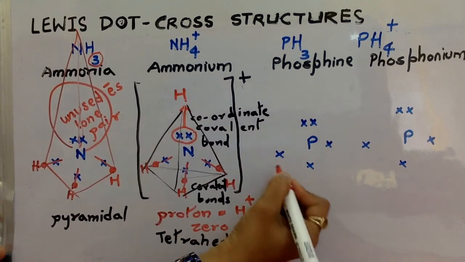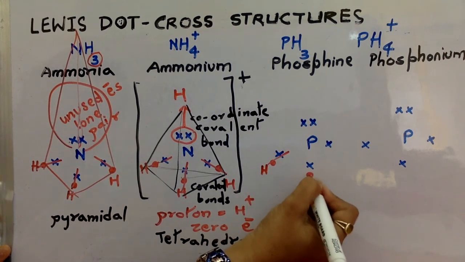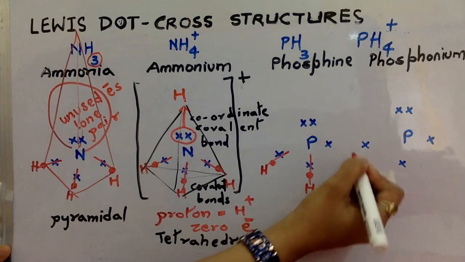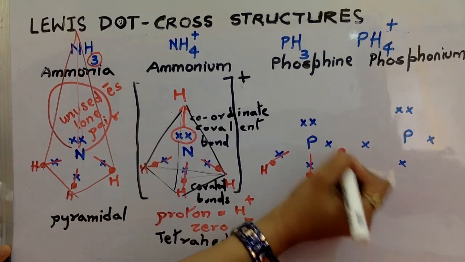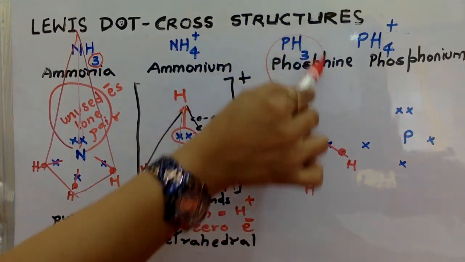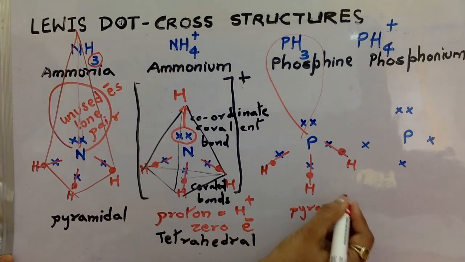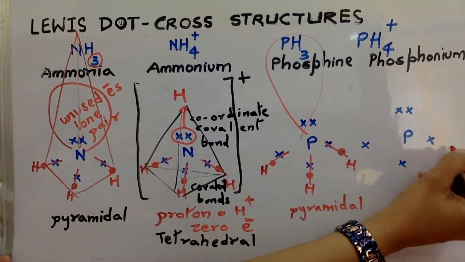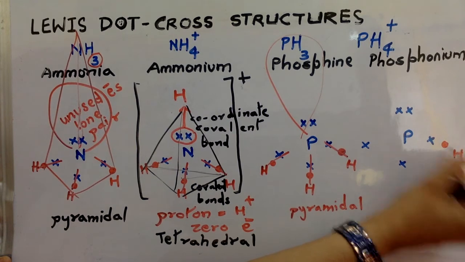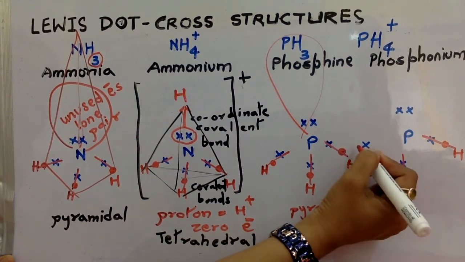Let us see this. Exactly the same. This one bond formed, the second bond formed, and here the third bond is formed. And in the same way, this is the lone pair, so full of energy. So this is also pyramidal. So phosphine is pyramidal. But in this case, just like ammonium, one bond formed, another bond formed here.